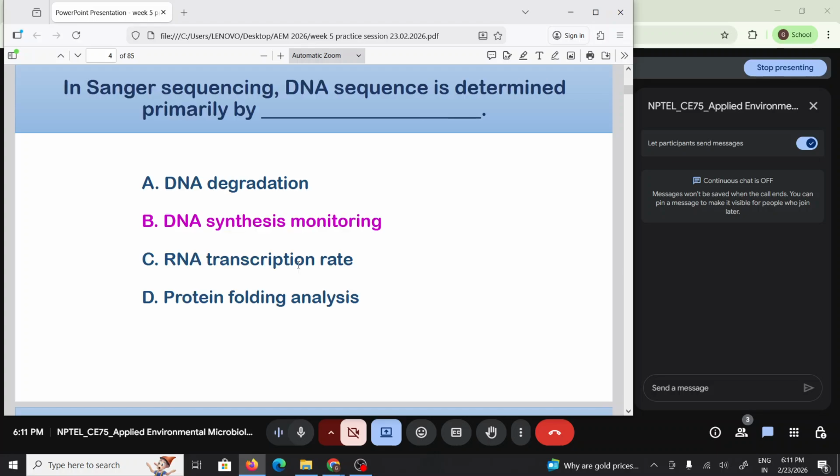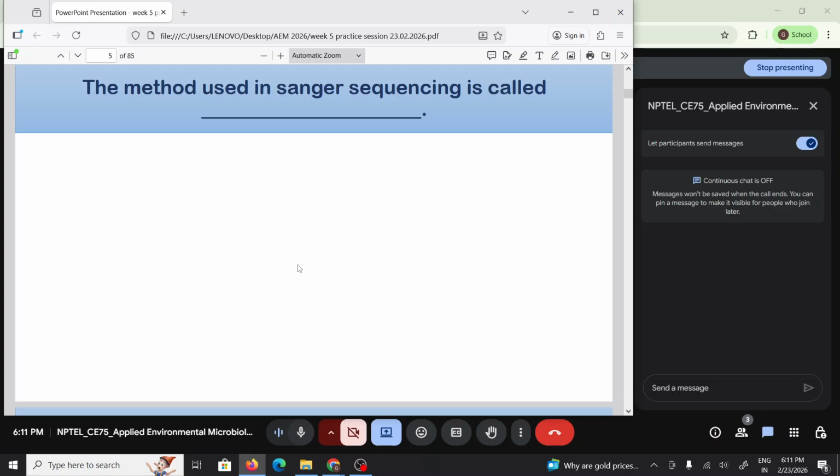Sanger sequencing is a method by which we determine the DNA sequence of a microbial sample or any environmental sample. In that case, we are going to monitor the DNA synthesis, and based on that only, Sanger sequencing is possible. Based on the principle of Sanger sequencing, the method is known as what?